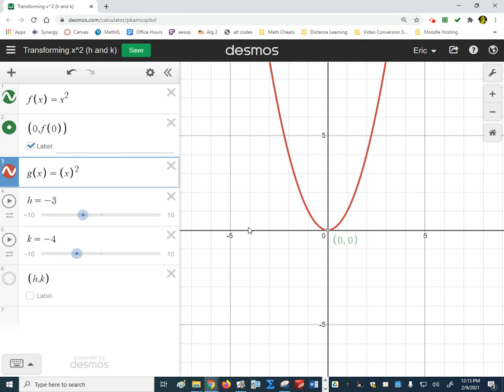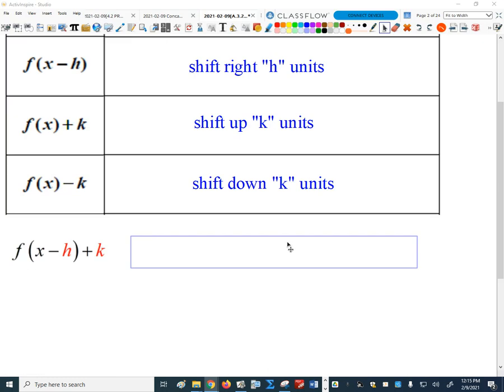Okay, let's do the quantity x minus 2 squared minus 3. Oh, darn it. There we go. What's that doing? Quantity x minus 2 squared minus 3. Yeah, okay, we got it. Right 2 down 3. That's correct. We subtract 2 from x inside the function, goes right 2. We subtract 3 outside the function, goes down 3. Very good. Okay, I think you guys are getting this. Good stuff.